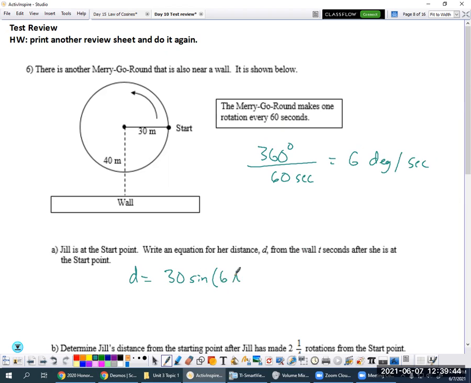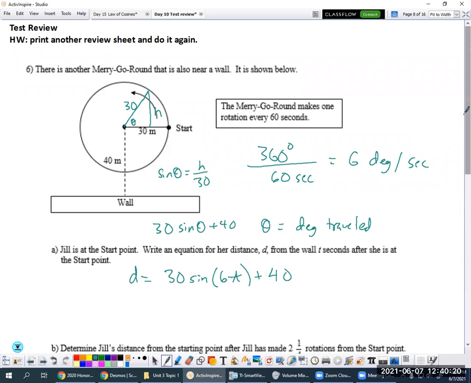So 6t plus 40. And again, this comes from if you have the angle here, theta, and we have a height, and we know this is 30, sine of theta equals h over 30, multiply both sides by 30. 30 sine theta plus 40 is the total distance from the wall, and then theta is the degrees traveled. If we take the speed in degrees per second and multiply by the total number of seconds, we will get the degrees that you have traveled.